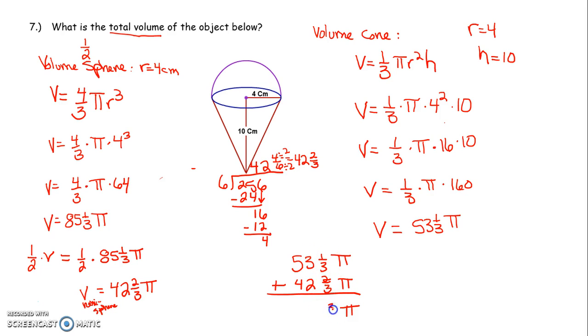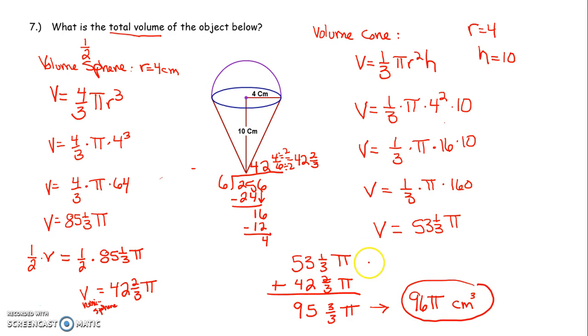1/3 and 2/3, that's 3/3. Let's add these. 53 and 42 is 95, so that's 95 3/3 pi. That translates into 96 pi. So I believe, if I haven't made any mistakes in my calculations, and I'm not even going to act like I haven't made any mistakes, this would be 96 pi centimeters cubed.